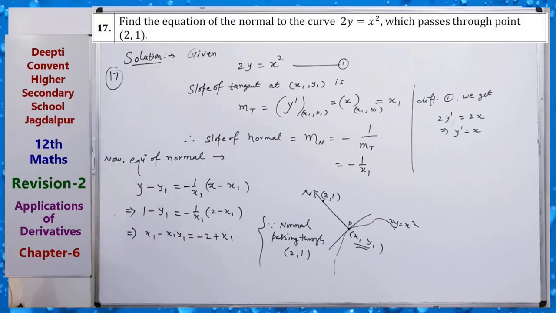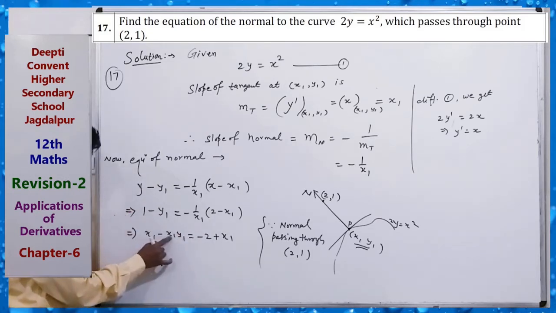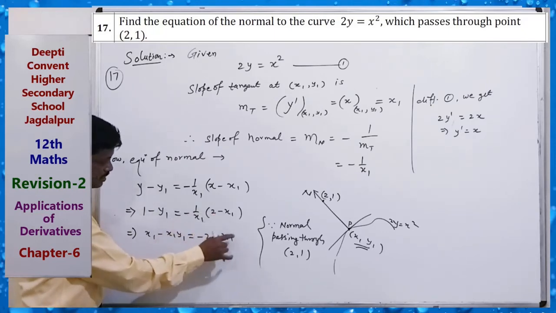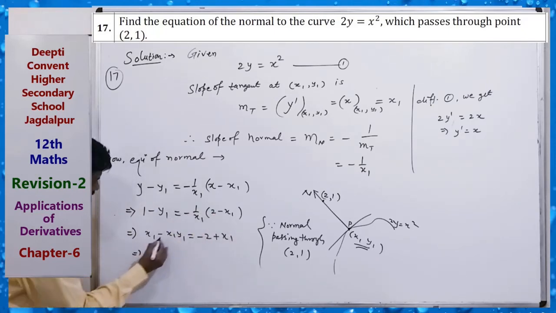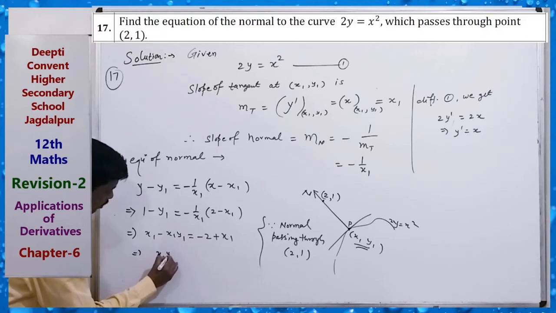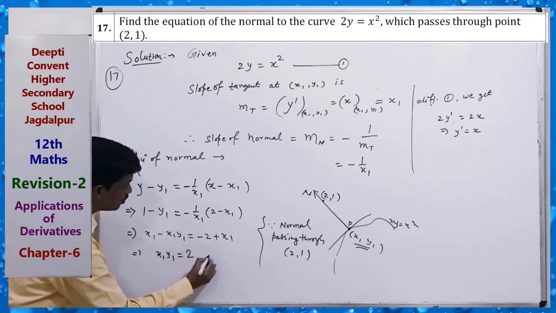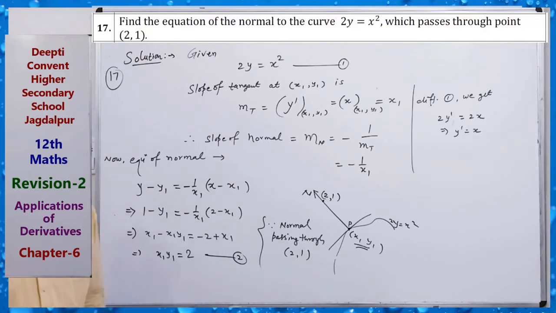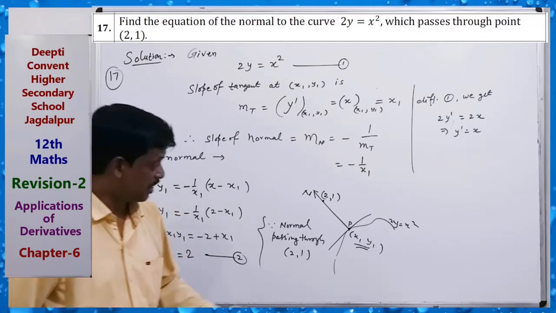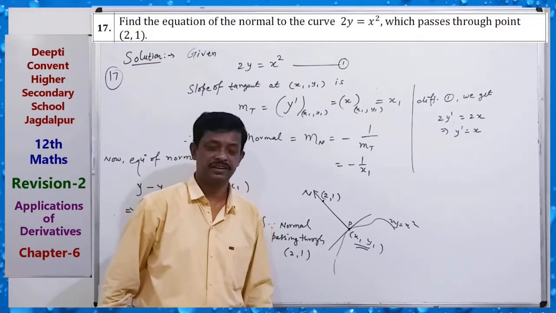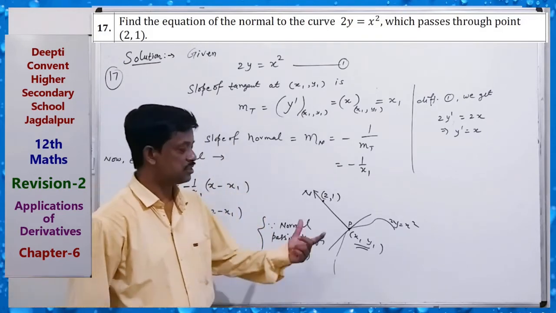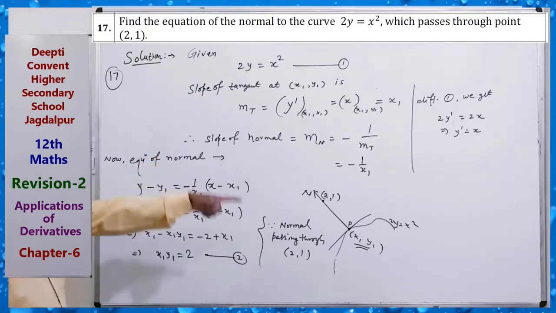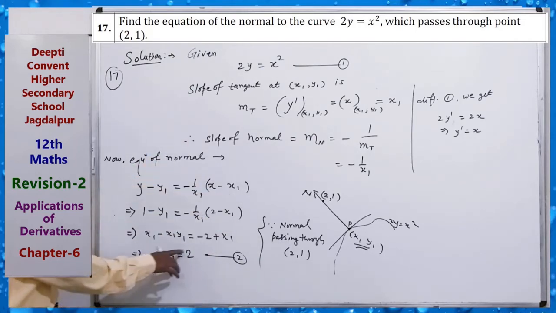We get like this: x1 minus x1 y1 equals to minus 2 plus x1. x1 cancel, so x1 y1 equals to 2. This is equation second, suppose. Okay. Now our target is finding x1 y1. Then we can find the equation of normal. Clear?